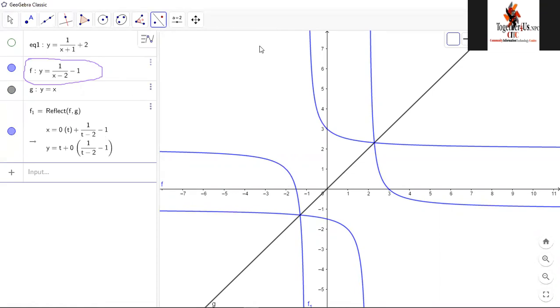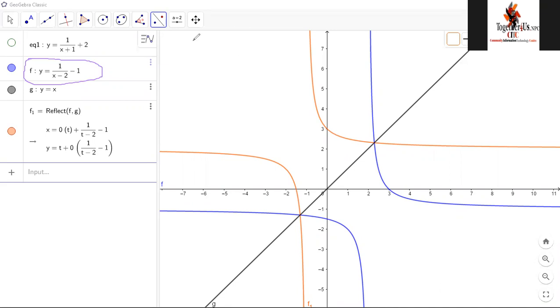Maybe I can change this color and use a different one so that you guys can have a clear look. I've picked orange here, and you can see now that there is a difference. The orange is the reflected version. Before I started recording, I actually figured out the inverse of this hyperbola. But for your interest and curiosity, let us use the algebra to figure out the inverse and see if it corresponds with the geometry here.